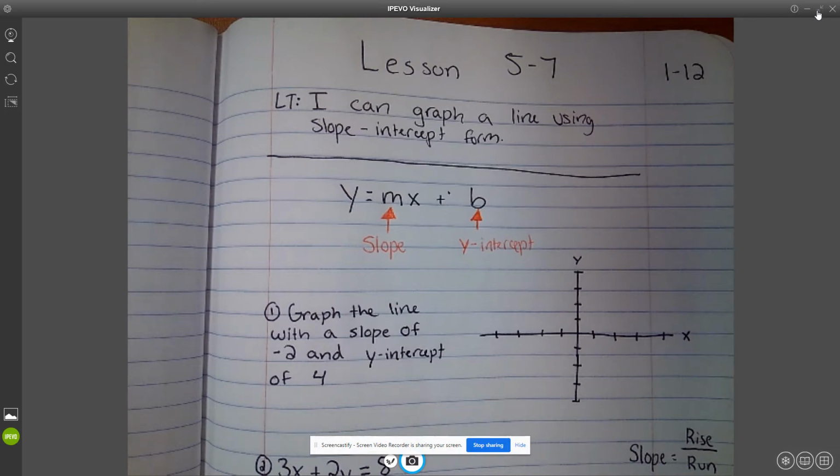If you're one who does not usually take notes, please take notes. You need to start doing that in your notebook. It helps on your tests, and this lesson is extremely important. It's one of the essence of algebra right here, being able to graph something in slope-intercept form.